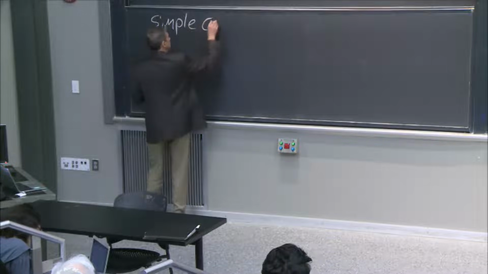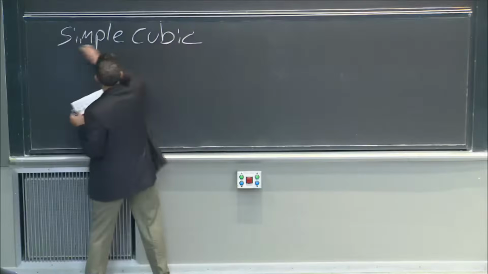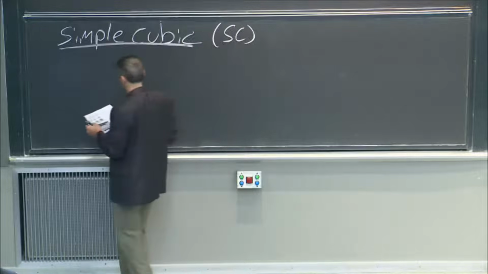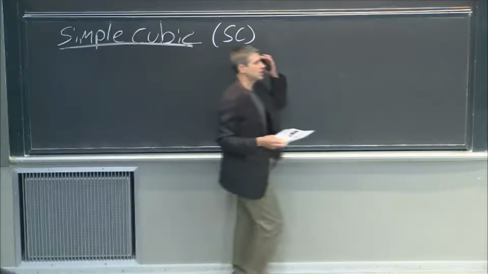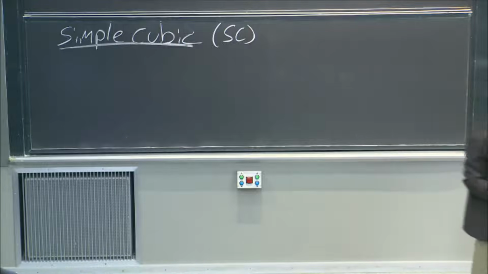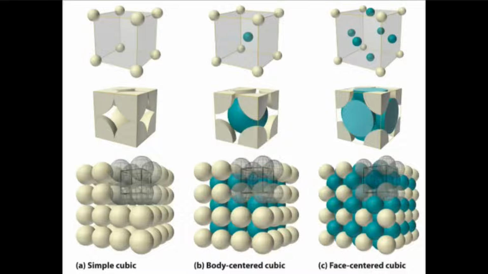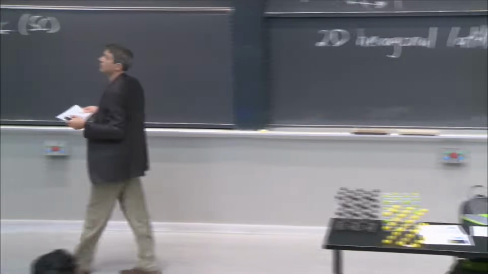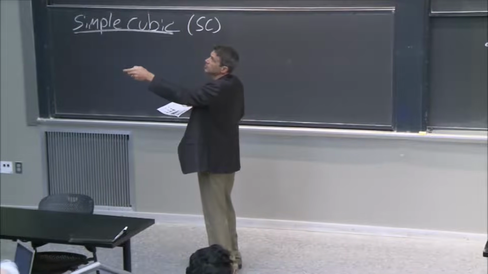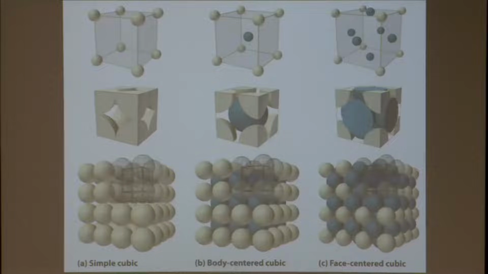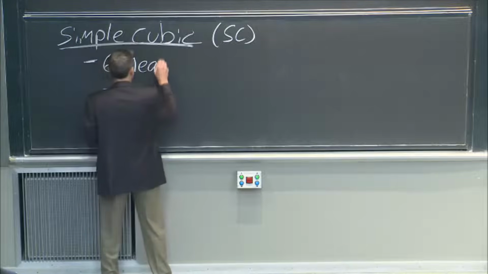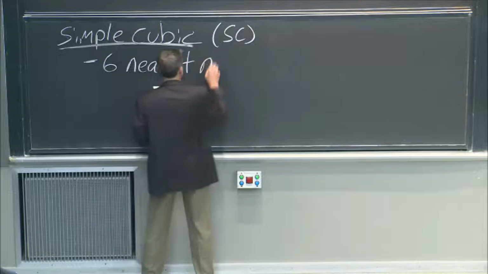Okay, simple cubic. Let's just call it SC for short. One of the things you want to think about is how many nearest neighbors I have. Look at the edge and think about how many nearest neighbors I have. Well, you've got 6, right? If you're in the corner of the cube in your simple cubic, you've got 6 nearest neighbors.